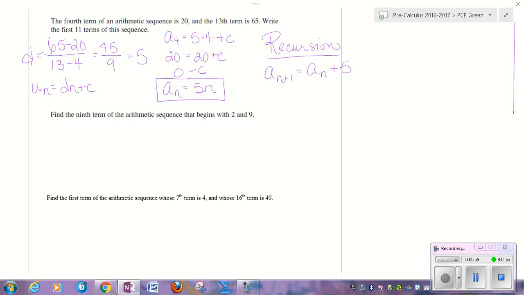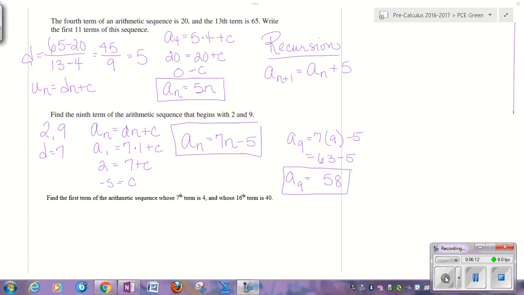All right, this next one. You're going to find the 9th term of the arithmetic sequence, and the sequence is going to start off with a 2 and then a 9. So see if you can find the general form for that. All right, so you should have come up with the general form of 7n minus 5. That would give you the general form for your sequence. And then finding the 9th term should have gotten you 58.